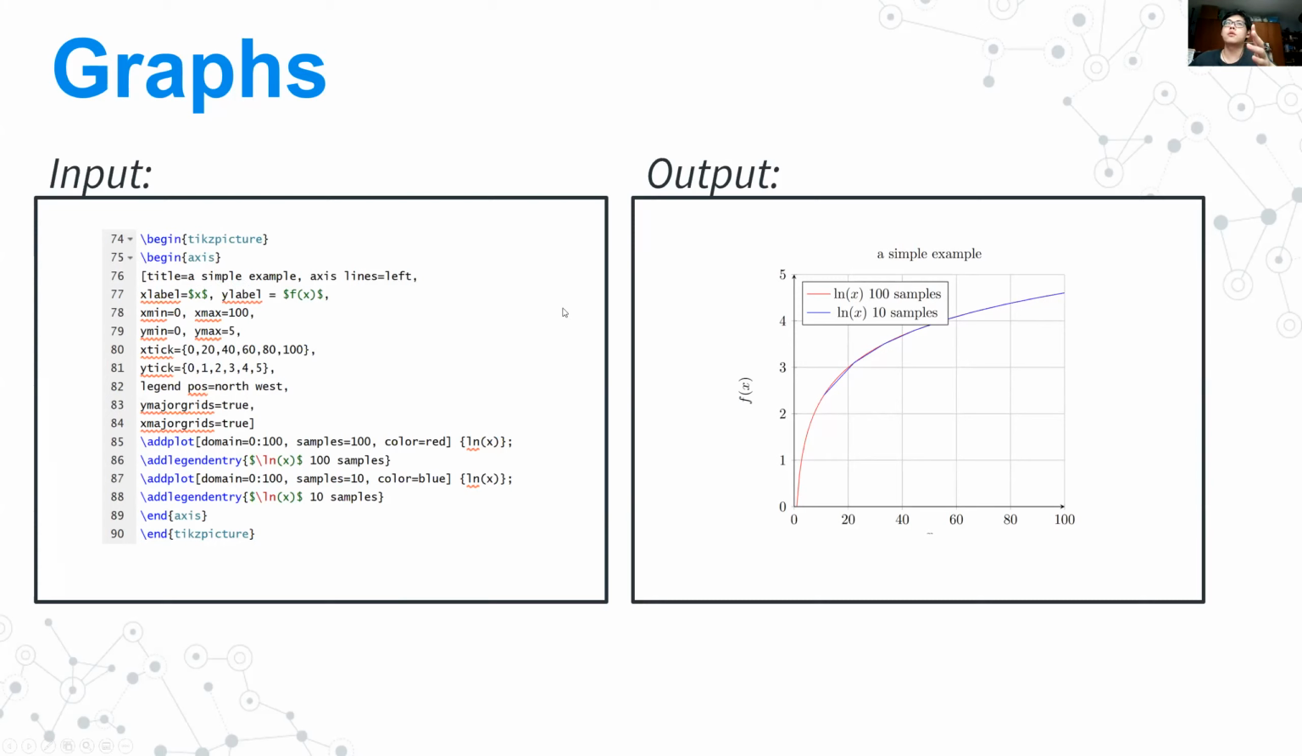Then for the axis line, I want to define it to be on the left. You can define it to be on the left, in the center, or on the right. For this one, you can just look at the documentation or search online. They will tell you the different options you can have to specify where your axis lines are. There are a lot.